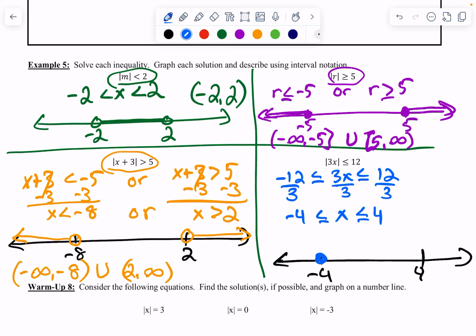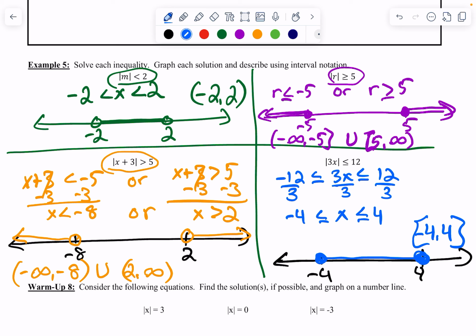So that's where we start. We're going to the right and we stop at 4, which is included. So -4 for inside brackets because both are included. So when it is less than, it's between. When it is greater than, it spreads out away.